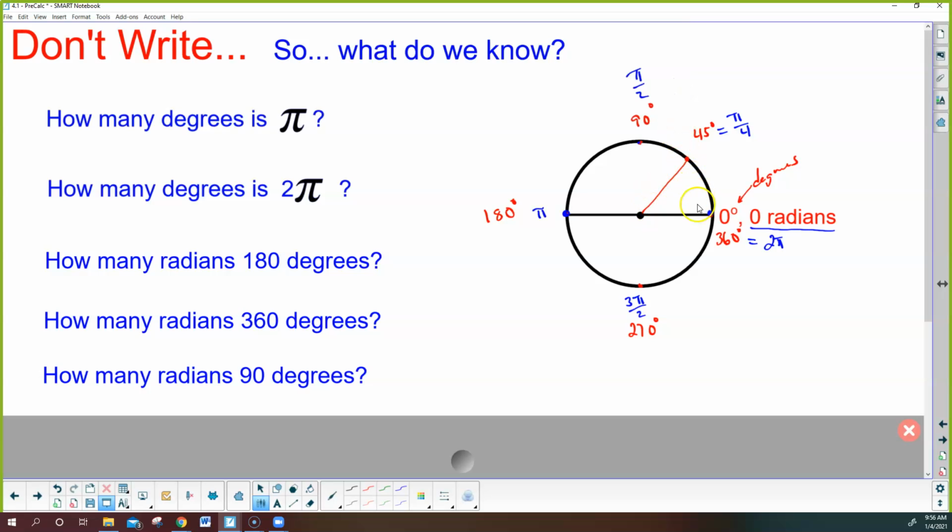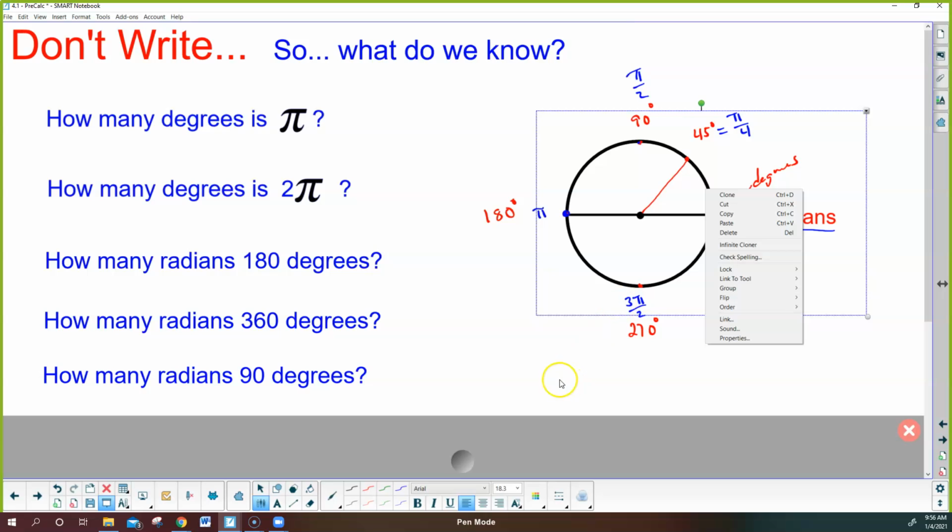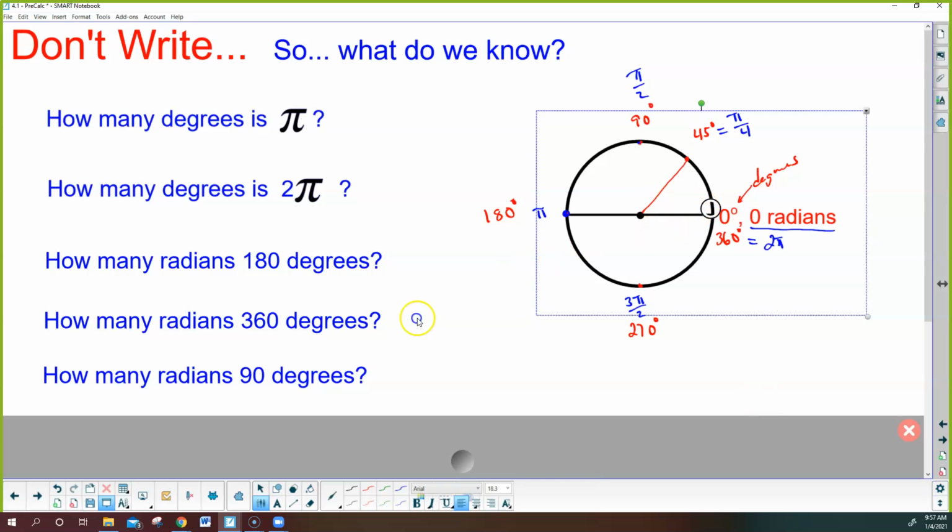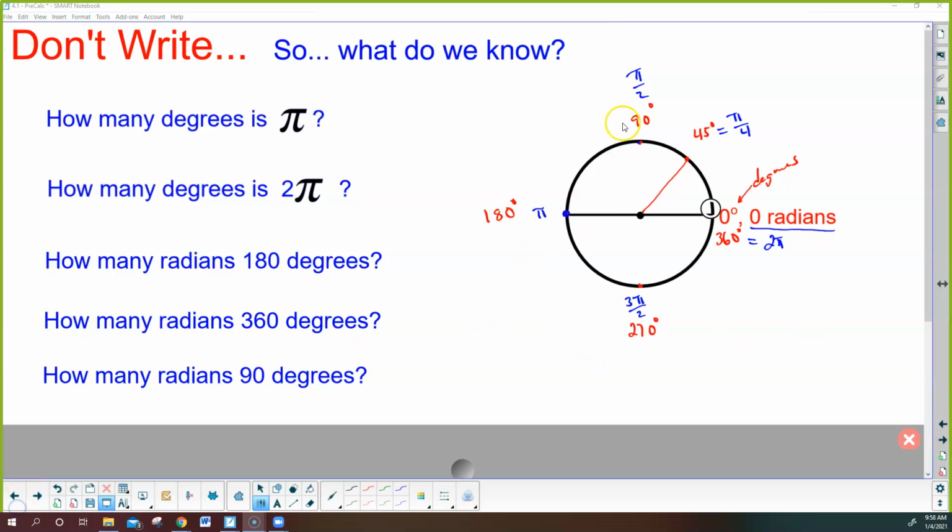So notice, technically, every time I move 45 degrees, hold on. There we go. Oh no. Hold on one second. Okay.